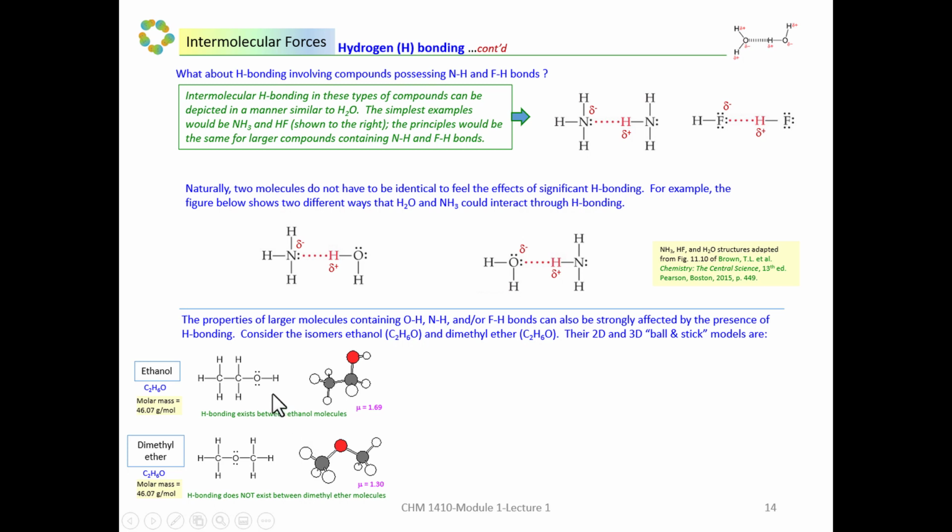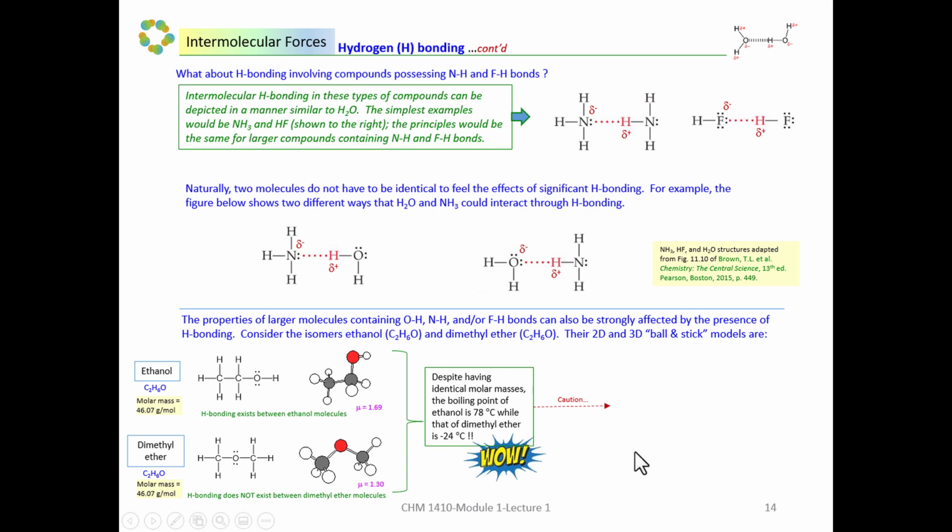Well, what is the effect on a macroscopic property of the capability of ethanol to hydrogen bond with itself versus dimethyl ether not being able to hydrogen bond with itself? Well, the effect is dramatic. If you compare boiling points, the boiling point of ethanol is 78 degrees C, while that of dimethyl ether is minus 24 degrees C. So a dramatic difference, which can be attributed to the fact that hydrogen bonding is available in pure ethanol, whereas in pure dimethyl ether, hydrogen bonding is not available.